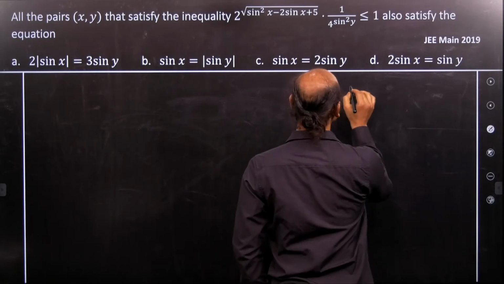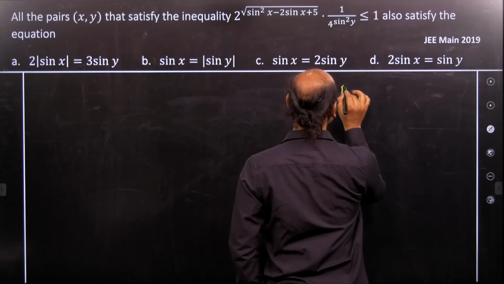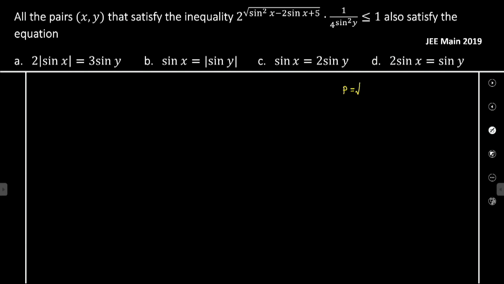So here I just consider that my p is equal to square root of sine square x minus 2 sine x plus 5. Now obviously we'll see that this function p can easily be written as sine x minus 1 whole square plus 4. So that's the value of p, okay?